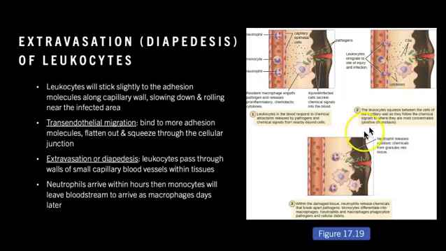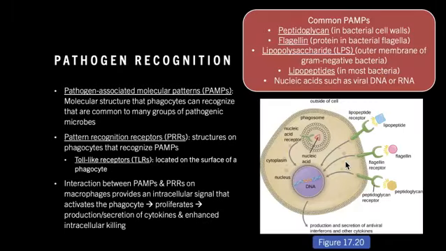Now our neutrophils arrive at the area within hours, and then within a few days some monocytes come in and become macrophages in order to go through the process of phagocytosis to kill off the bacteria that has infected here. Now let's talk about the process of pathogen recognition.